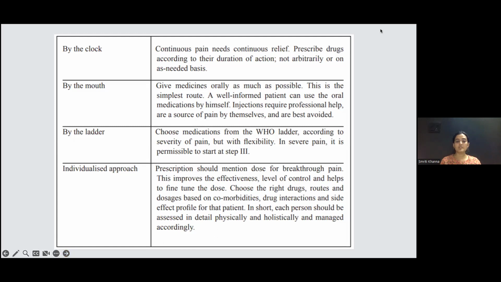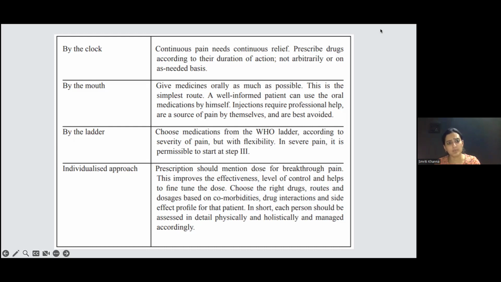By the mouth is to give medicines orally as much as possible, because this is the simplest route. The patient needs no additional help or support and can do it by themselves. By the ladder is choosing medications from the WHO ladder according to the severity of pain.